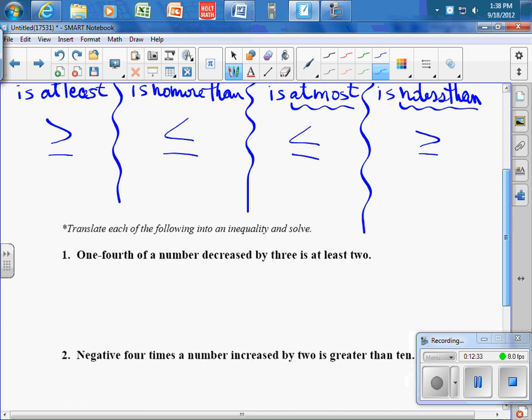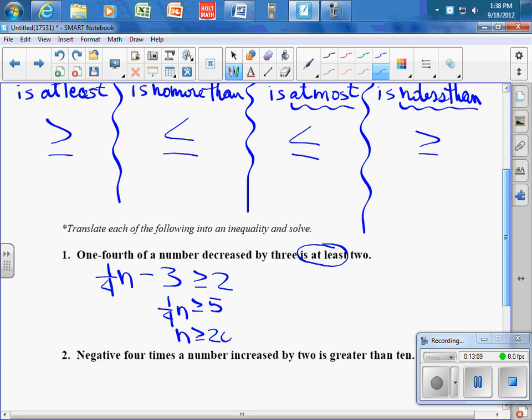1/4 of a number decreased by 3 is at least 2. Here's our inequality sign. Is at least. What does that mean? Greater than or equal to. So something's going to be greater than or equal to 2. 1/4 of a number, 1/4 times n, decreased by 3 is greater than or equal to 2. To solve this, add 3 to both sides. We get 1/4 n is greater than or equal to 5. Multiplying both sides by 4, n is greater than or equal to 20.